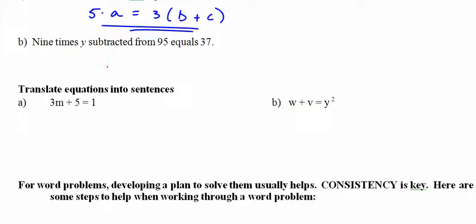9 times y subtracted from 95, and a lot of people don't want to think, they just want to say, oh, 9y minus 95. Read and listen. Reading is far and away the most critical skill in any field of study, much more important than mathematics. 9 times y subtracted from 95 equals 37.